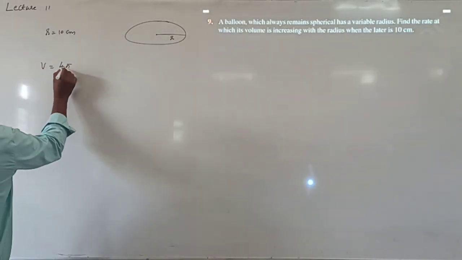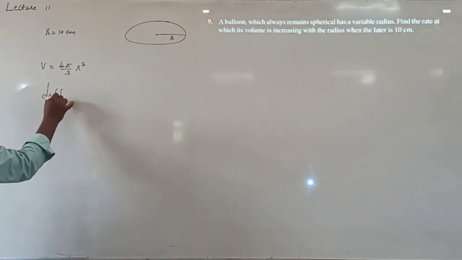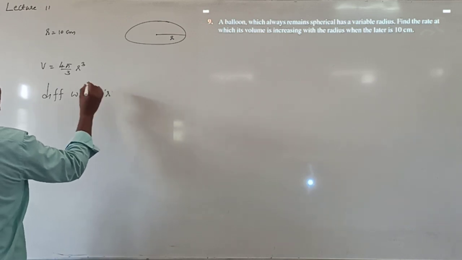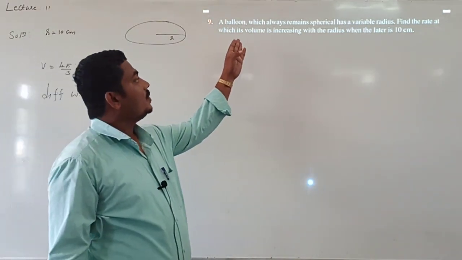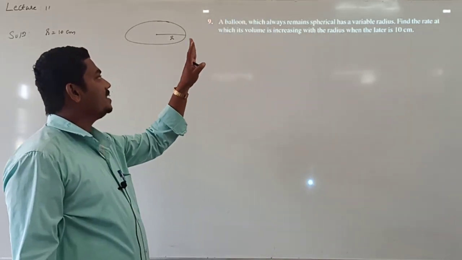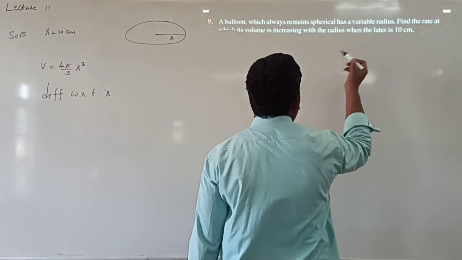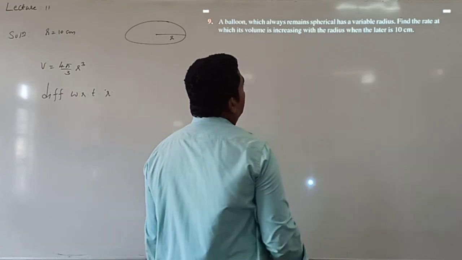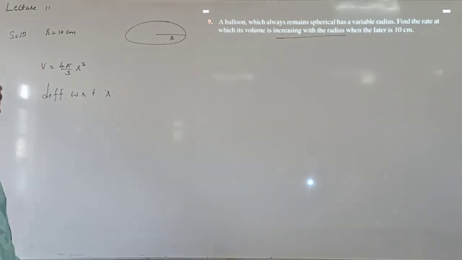V is equal to 4 pi by 3 times r cube. In this case, differentiate with respect to what? With respect to r only. Why? Because for a balloon which always remains spherical with variable radius, we find the rate at which its volume is increasing with its radius, so differentiate with respect to r.